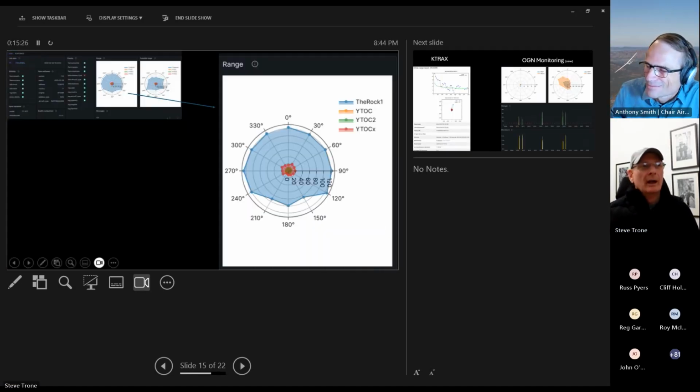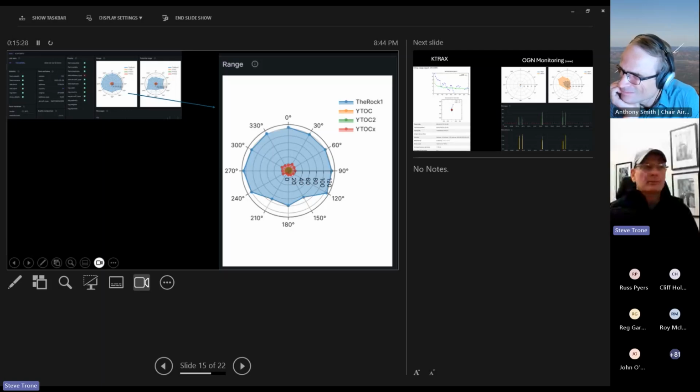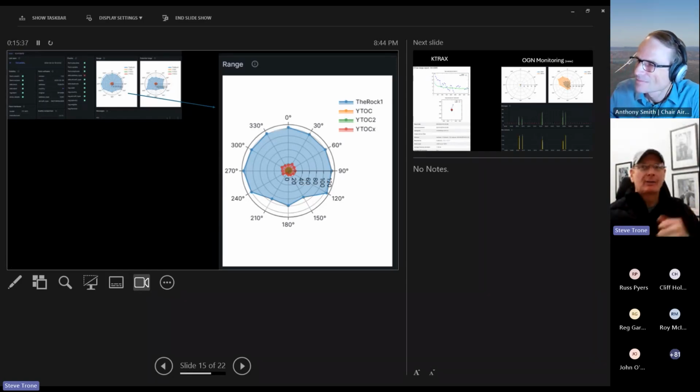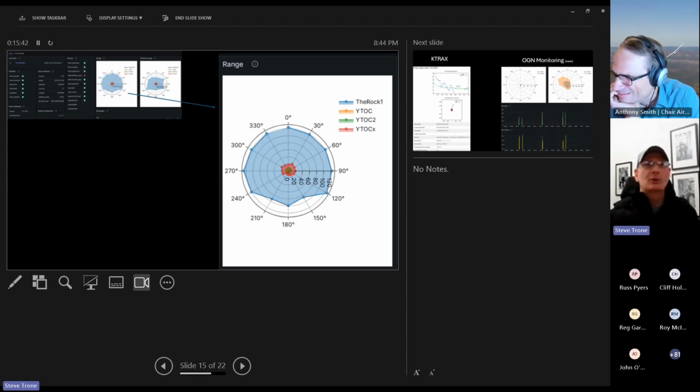Thanks, Anthony. That's just a more detailed view of what that rose graph looks like. Any one of those stations up the top, you can click on them and they'll be removed from that picture, so you can narrow down and get a better view of what's going on. More pertinent when you don't have the rock sitting in there.